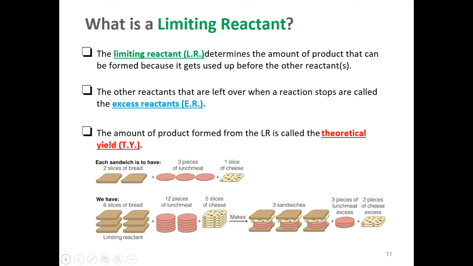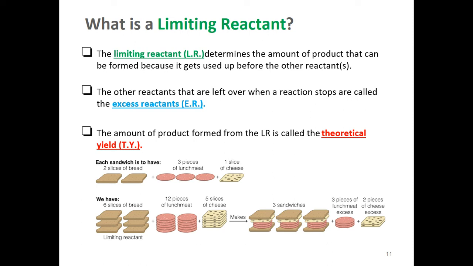Look at this picture of sandwiches being made, okay? So, based on this picture, each sandwich needs to have two slices of bread, three pieces of luncheon meat, and one slice of cheese. I know that you can make sandwiches with any different combination of this, but for this specific example, each sandwich needs to have two slices of bread, three pieces of lunch meat, and one slice of cheese.